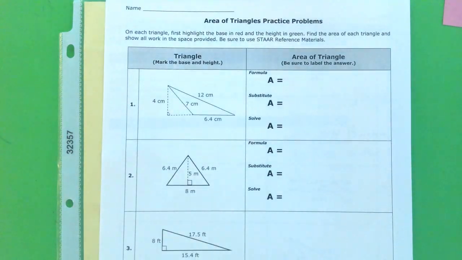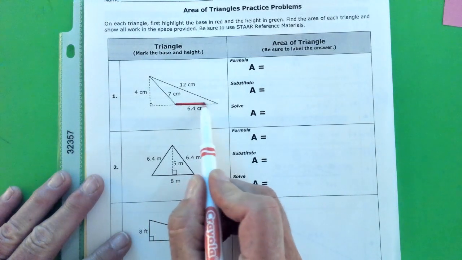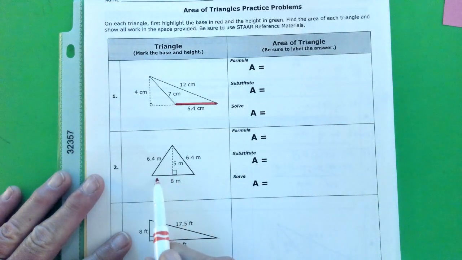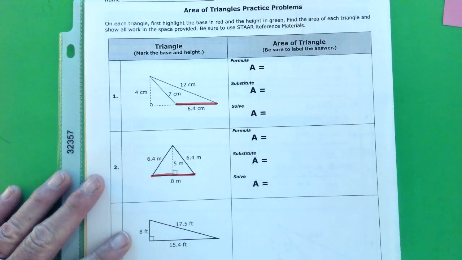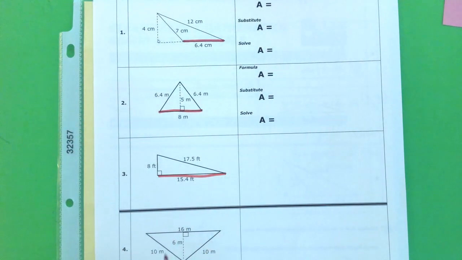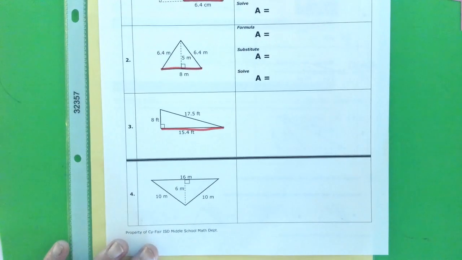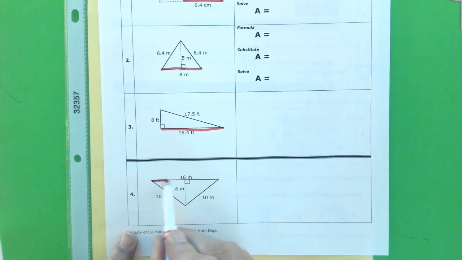And let's start by labeling all of the bases. My base for number 1, 6.4. Base for number 2 is 8. Base for number 3, 15.4. Let's just keep going. Base for number 4, move that up. Oh, my triangle's upside down, but my base is right here, 16. It's flat.